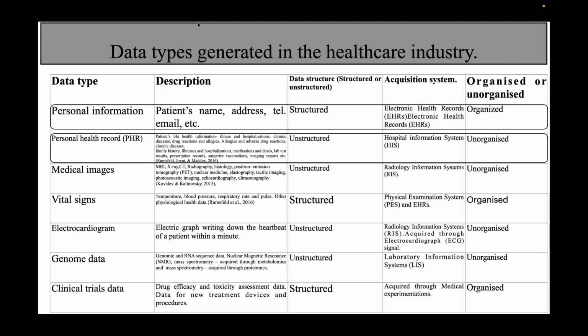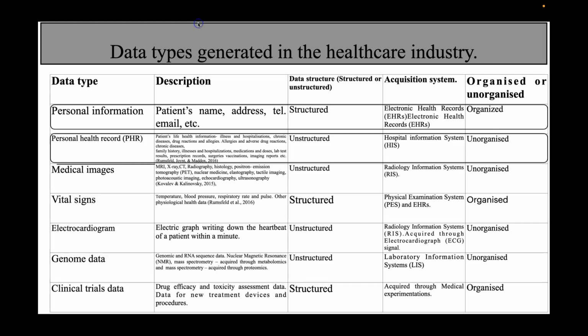We also have personal health records, and this kind of data includes the patient's health information like the illness, hospitalization, chronic diseases, drug reactions, allergies, lab test results, prescription records, surgeries, vaccinations, and that kind of data. And this kind of data is unstructured and it often comes from hospital information systems and it's unorganized.